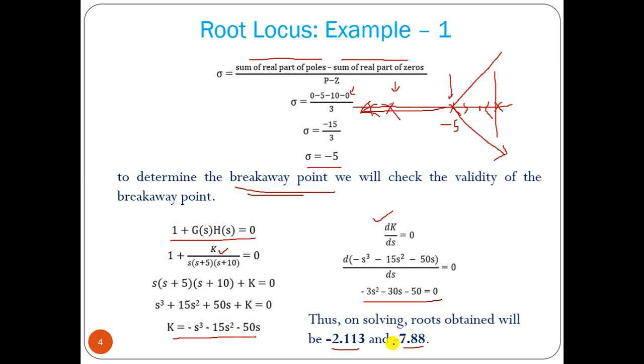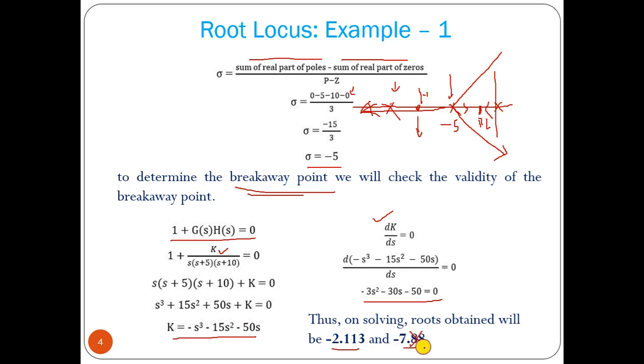Now you can see we have a point at minus 2.113, so that point is here, and that is on the root locus path. Minus 7.88 is around here, and in this region we don't have a root locus path, because on the right hand side we have two poles.